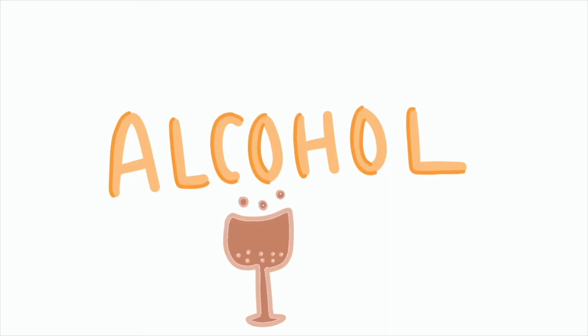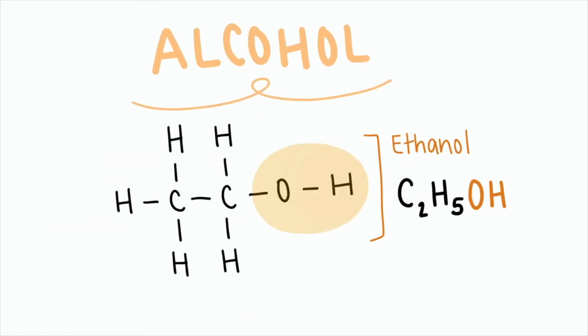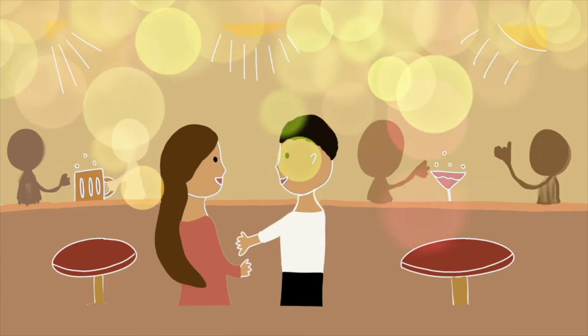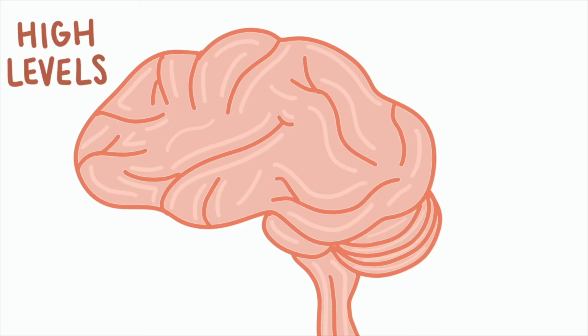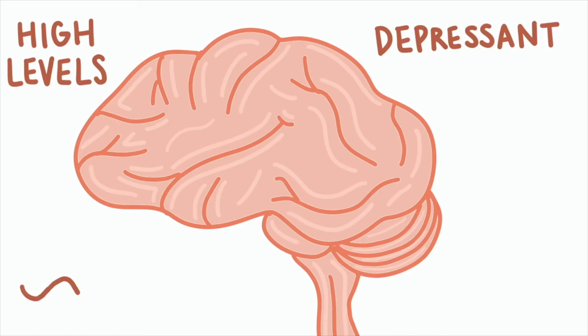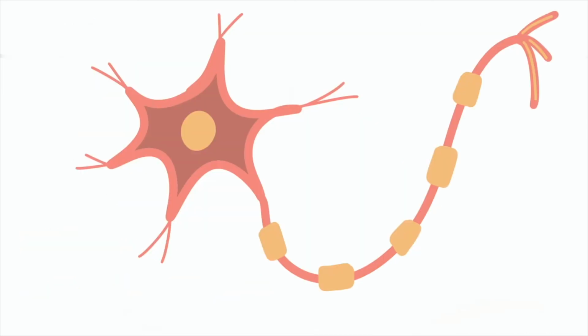There's also a lot of myths about alcohol. Some people say it makes them feel more energetic. The active ingredient in alcohol, called ethanol, does act as a stimulant at low levels. However, at high levels, it acts as a depressant, so it actually slows down your brain functions by lowering the levels of neurotransmission.